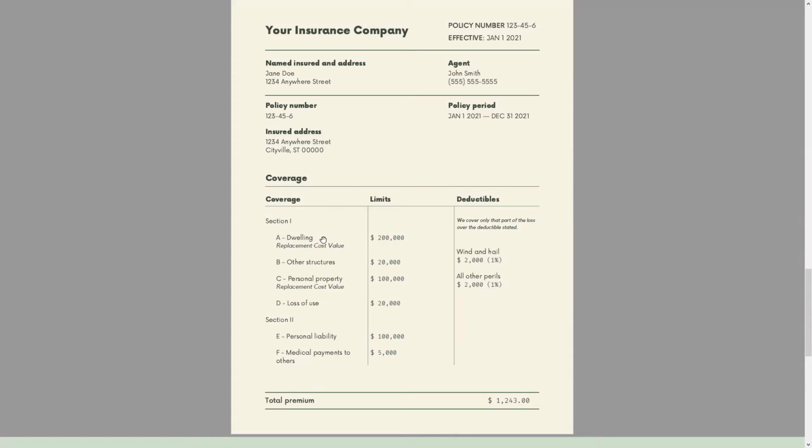Coverage A is for your dwelling. That would include your house and any attached structures, such as a garage.